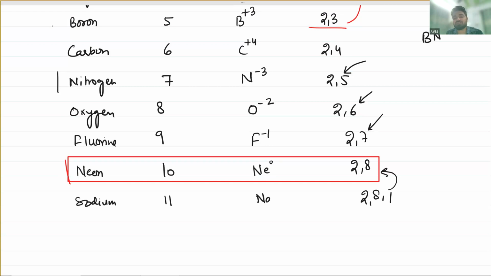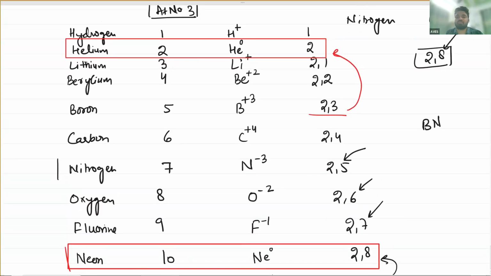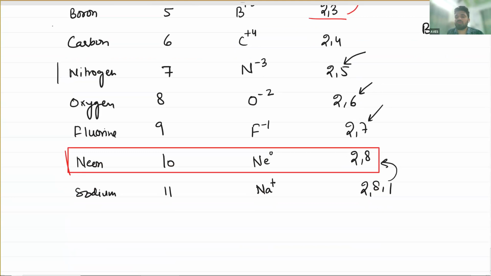It will be considered as Na 1 positive, because again it is the same condition as that of lithium. Lithium will donate 1 electron in order to attain the stable electronic configuration of helium. Similar is the case for sodium also. And the next one is magnesium. Magnesium has atomic number 12. Mg 2 positive, again because it will have 2, 8, 2 electronic configuration, so it will donate 2 of its electrons in order to attain the stable electronic configuration of neon.